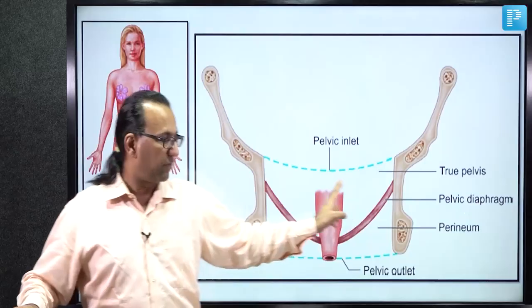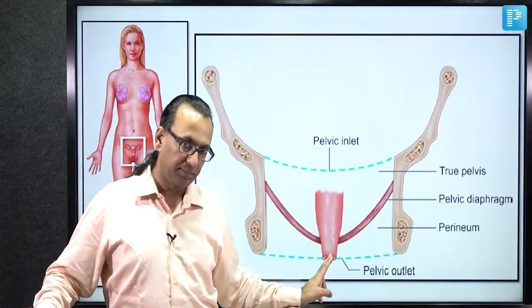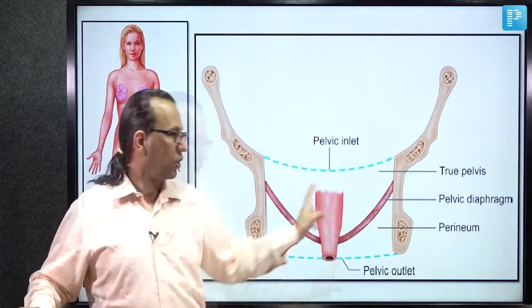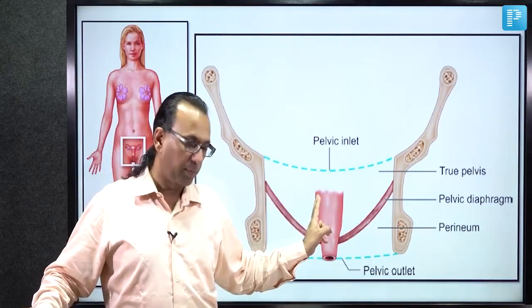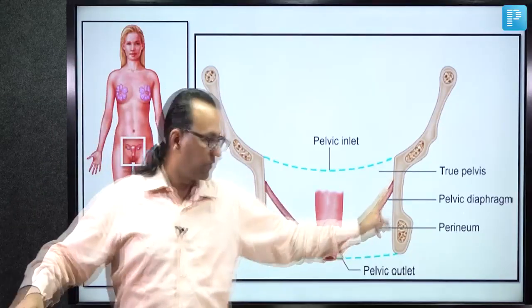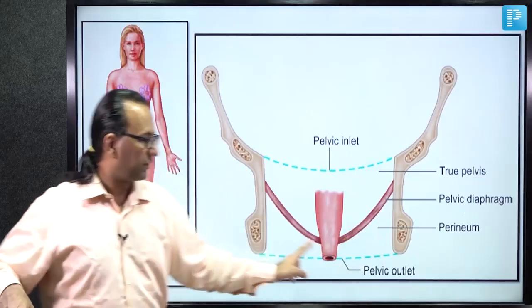In the pelvis, we have the pelvic viscera, which could be the rectum opening as the anus in the perineum, or it could be the uterus opening as the vagina in the perineum, or it could be the urinary bladder in the pelvis opening as the urethra in the perineum. The pelvic diaphragm serves as a boundary line between the pelvis and perineum, and is also pelvic viscera support.